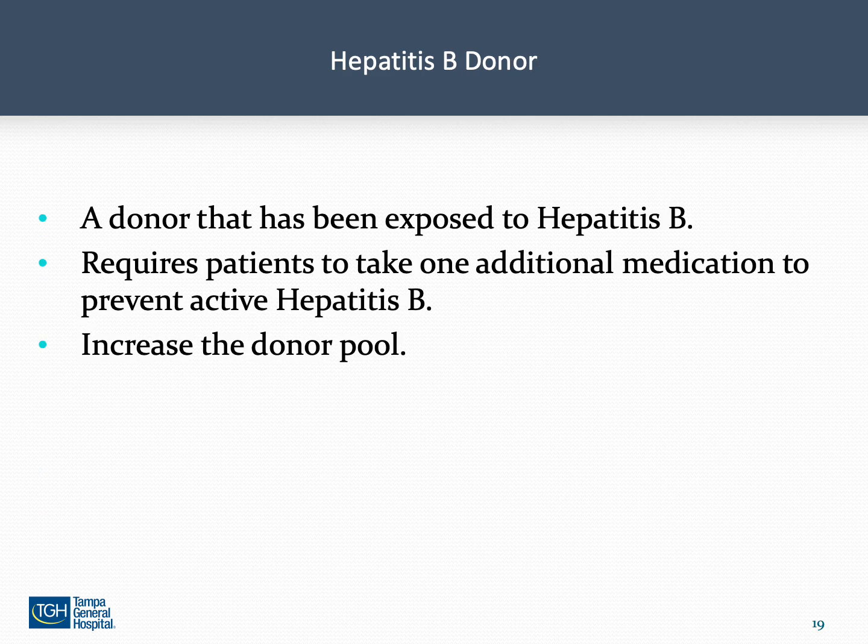Hepatitis B donors. A donor that has been exposed to hepatitis B requires patients to take one additional medication to prevent active hepatitis B. Increases the donor pool.